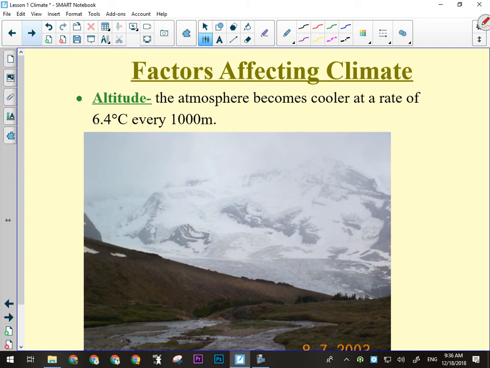The other part of that is because Vancouver is very close to what? The ocean. Yeah, and the ocean has a big effect on climate as well. That'll be the next one of the other factors that we talk about. But altitude plays a huge role in temperature.